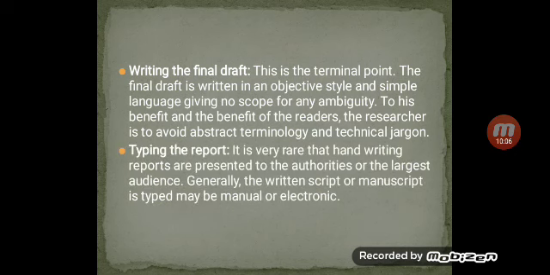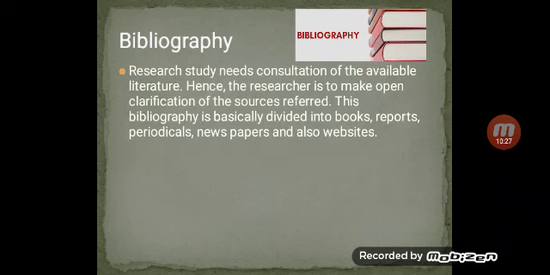Next is typing the report. Obviously, it makes the report more professional if it is typed and submitted. So, it can reach the mass reader when it is typed. Next is bibliography. What is bibliography? In the last slide we discussed that bibliography means the magazines, newspapers, and all the things which we have referred to; they come under bibliography.